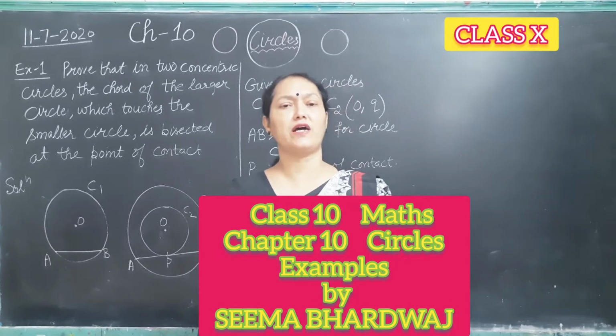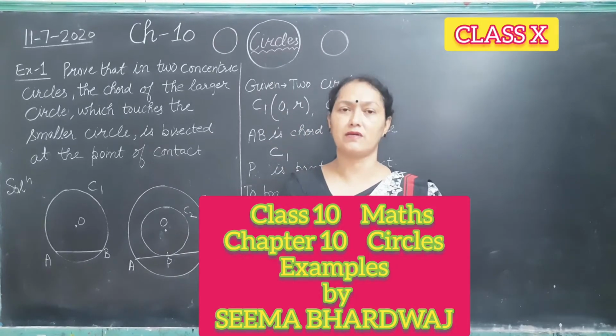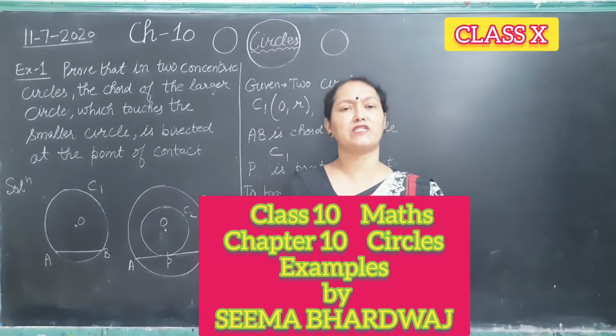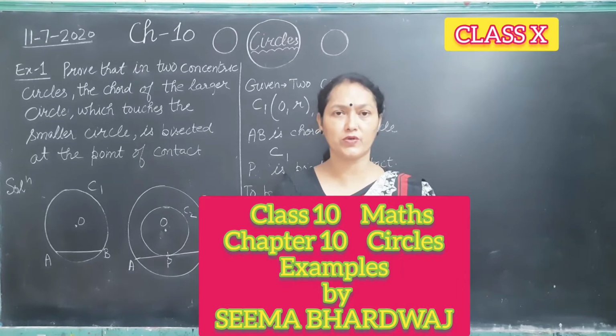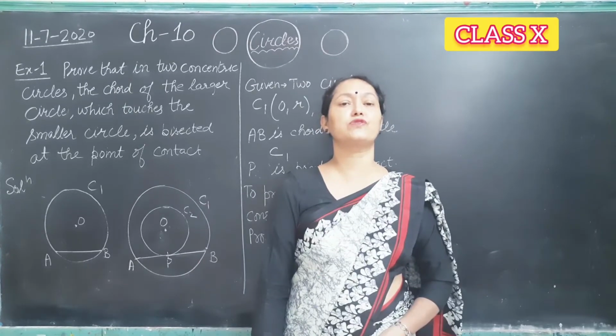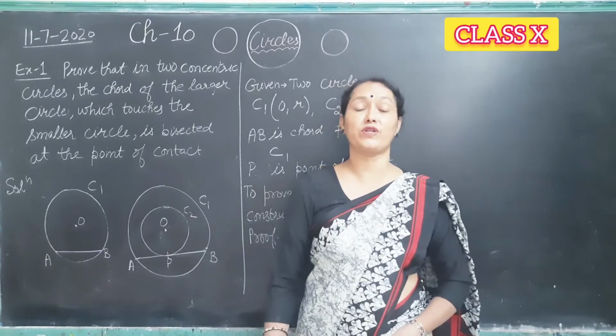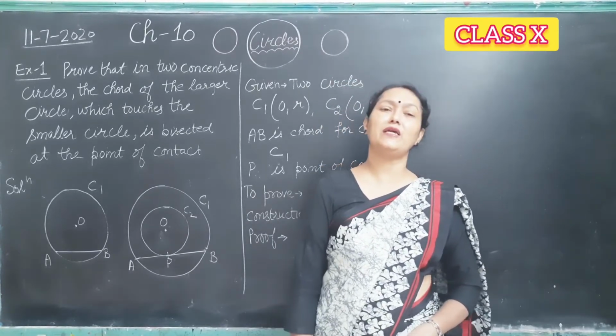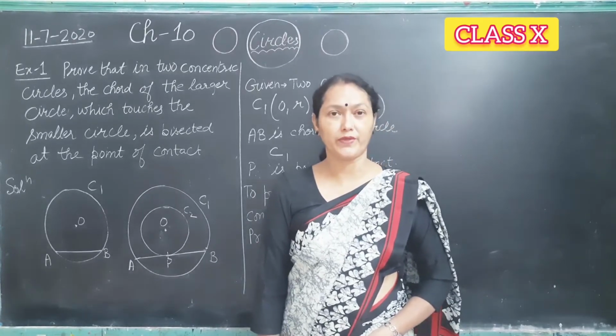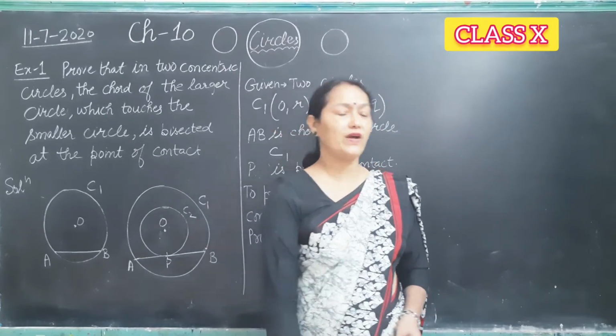In my last lecture, I started chapter 10, that is circles. In that lecture, I explained various terms related to circles and introduced tangents to you. I told what a tangent is, and I explained two theorems to you. In those two theorems, what have we learned?